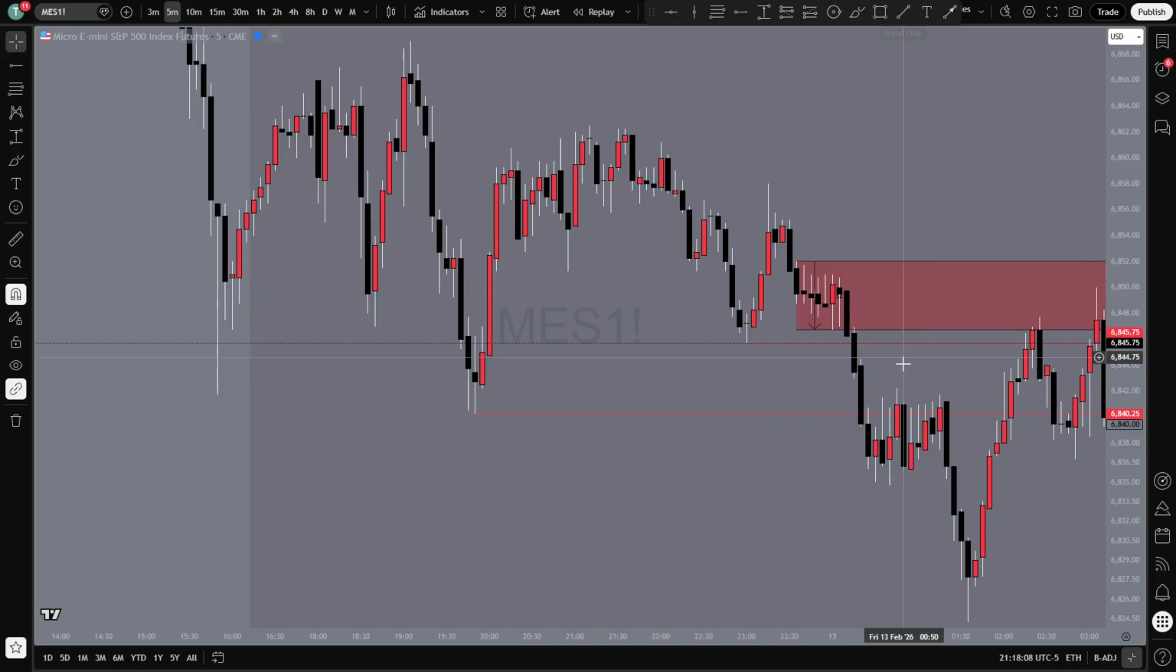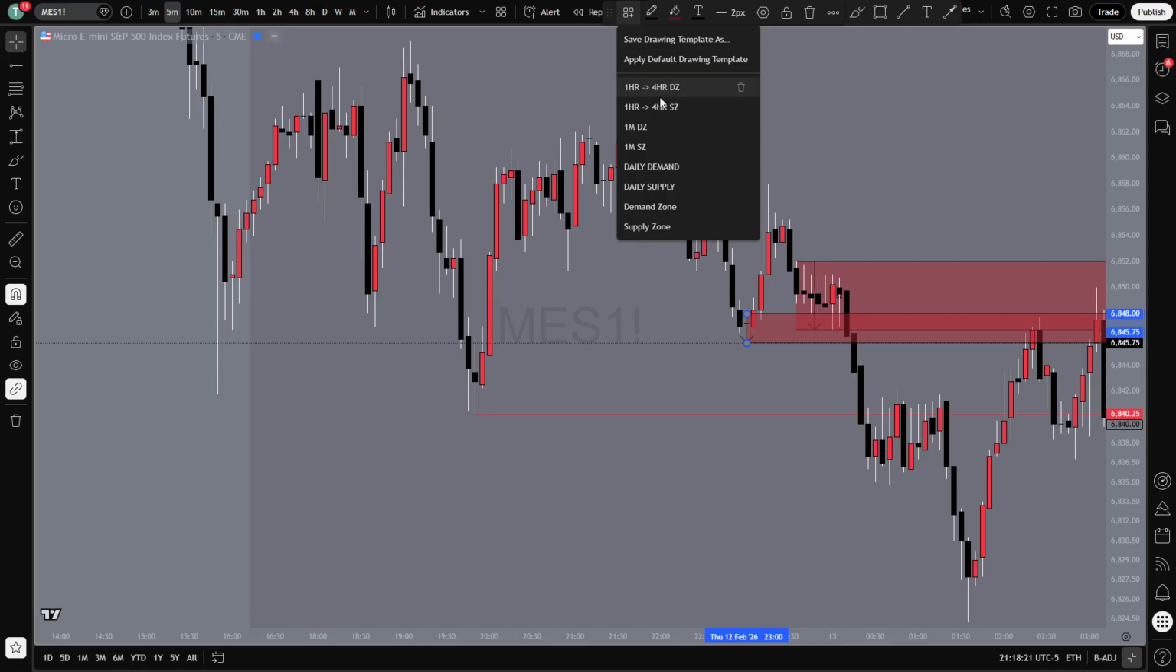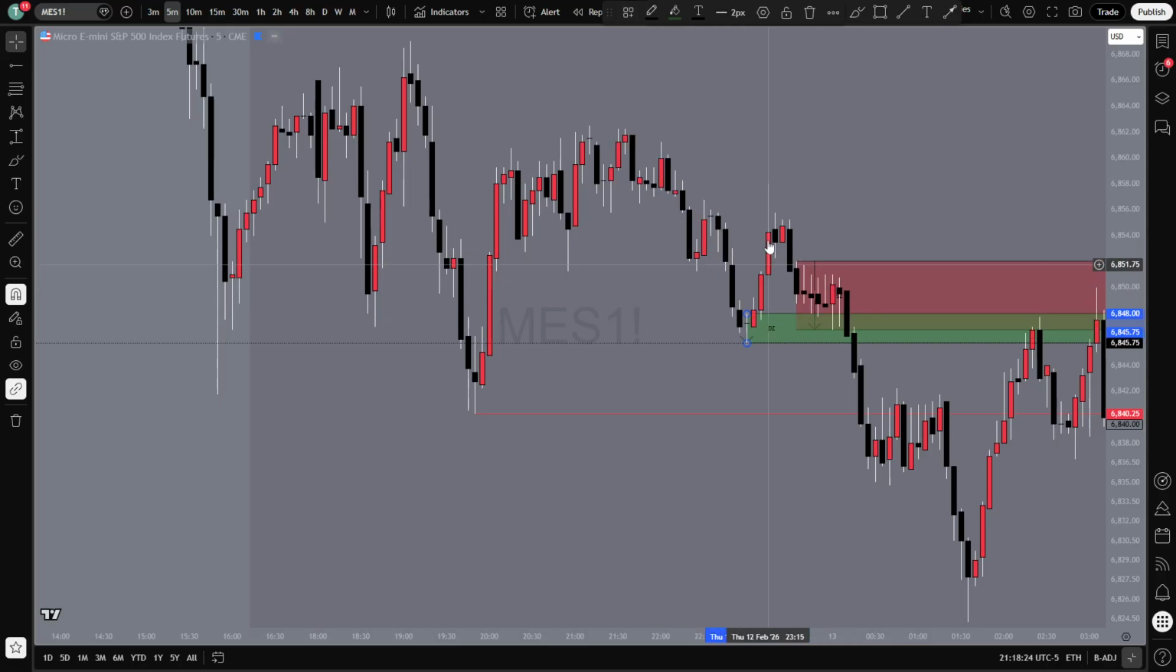Is your zone breaking through lows or highs or opposing zones? What do you mean by opposing zones? Well, we have a low here, correct? But we also have a drop base rally. And this zone broke through this zone.